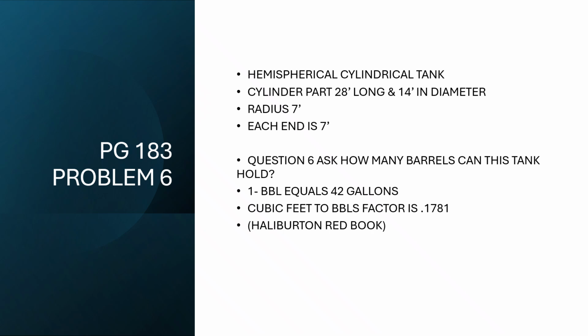A couple of things might be handy depending on how you want to do it. 1 barrel equals 42 gallons, so if you want to calculate the volume in gallons, you can. However, since the question asks for barrels, you can look in your Halliburton Red Book if you have it. If not, you can Google it. Since our measurements are already in feet, the calculation will be in cubic feet. You can use a multiplication factor, 0.1781, which will convert a cubic foot to a barrel. That will come in handy later, and it will also keep you from having to use other conversion factors.